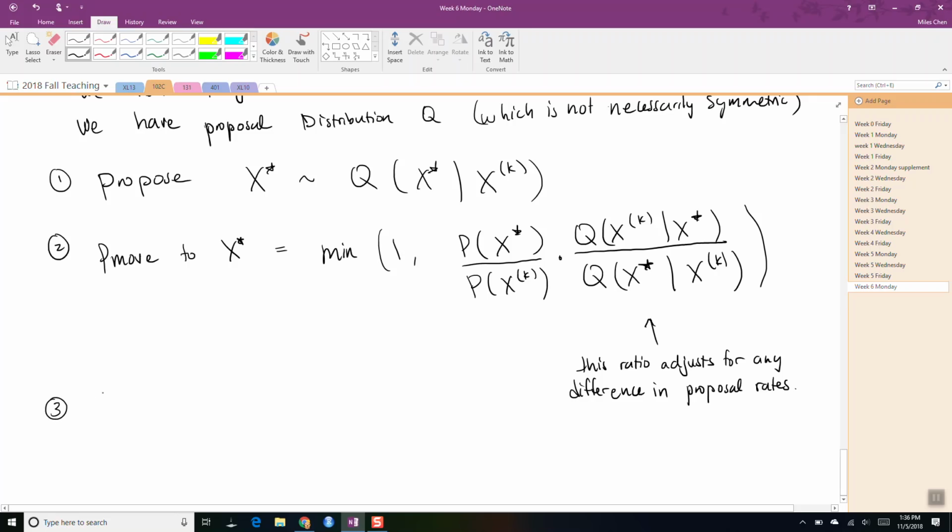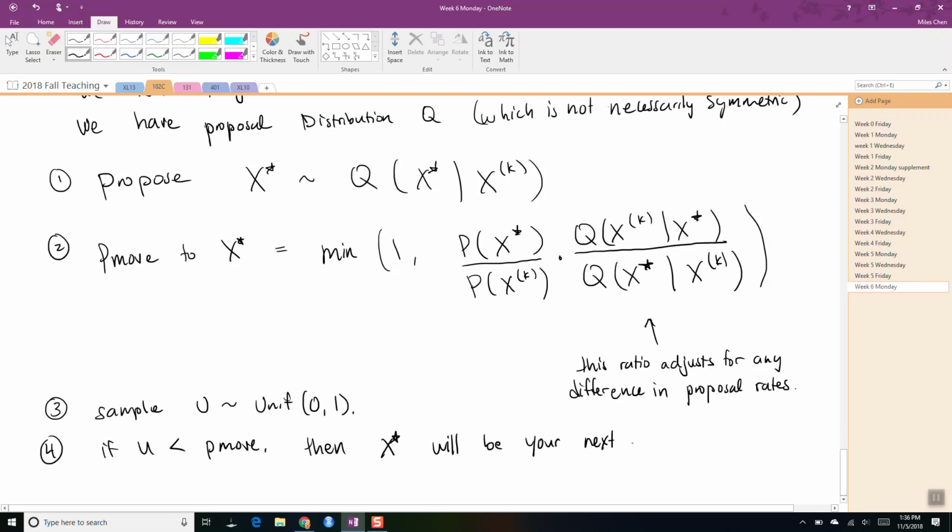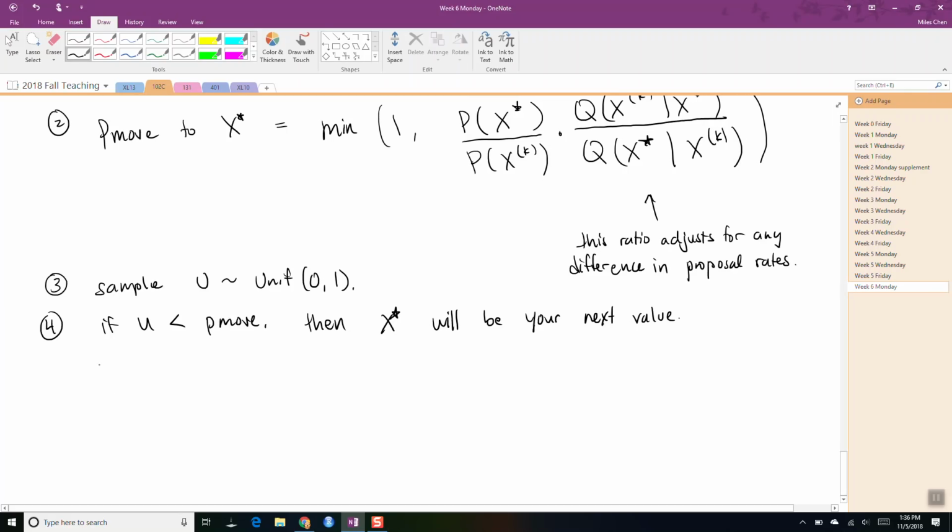Okay, and then from this point it's exactly the same, right? Sample U from uniform 0, 1. And then step 4: if U is less than P move, then x star will be your next value. And if not, then reuse your current value, xk, as your next value. So each iteration produces additional values in your sample. It's just that if you didn't accept the proposed value, you'll just reuse the current one.